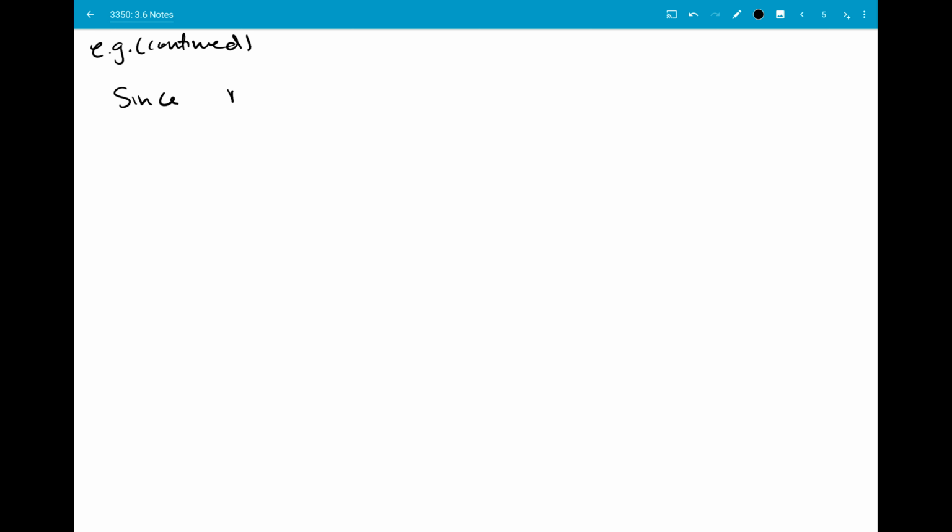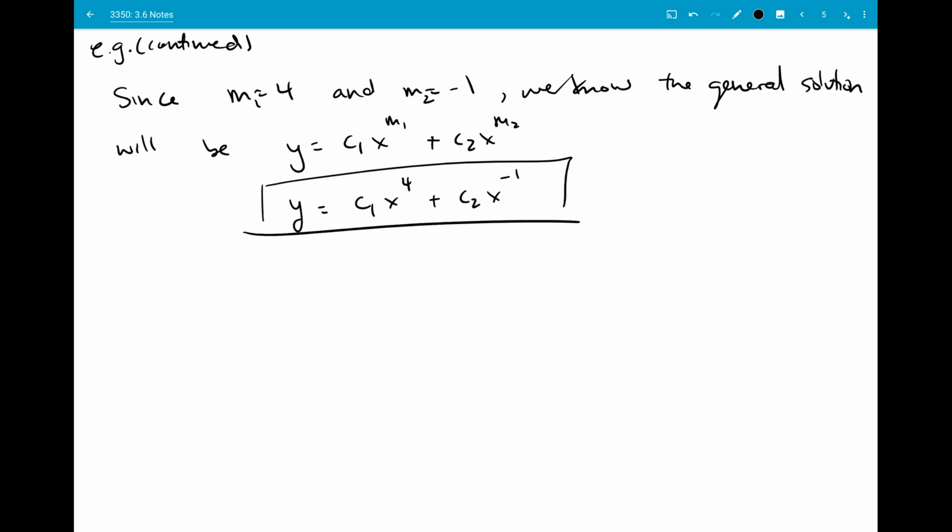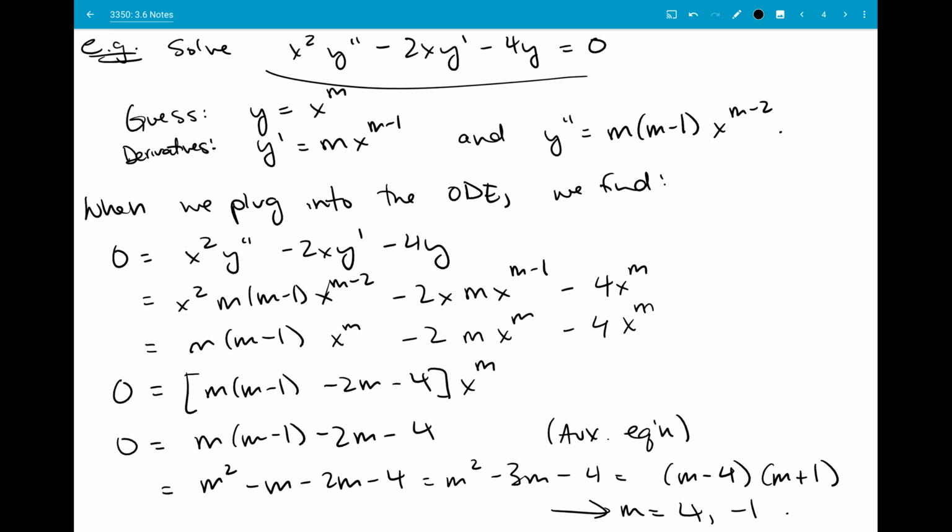So since m equals 4 and m equals minus 1, kind of our m1 and m2, we know the general solution will be y equals c1 x to the m1 plus c2 x to the m2. So that's going to be y equals c1 x to the 4th plus c2 x to the minus 1. And at that point, we found the general solution to this differential equation right here.